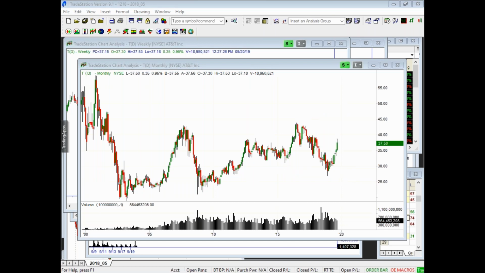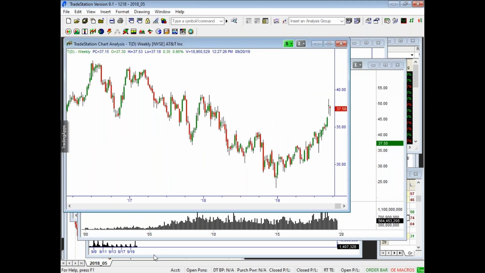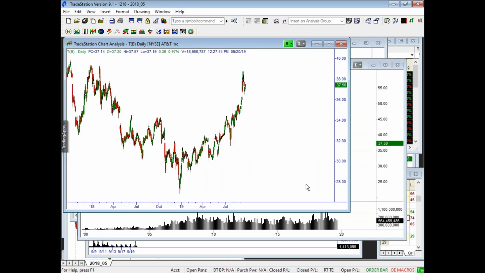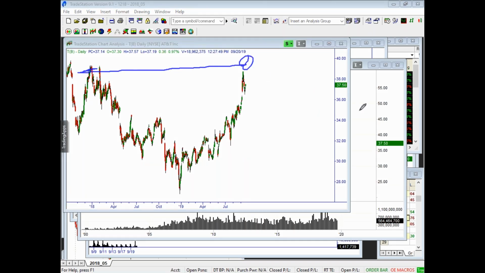So if I was long AT&T, I would still generally be holding most of my position. Yes, we have short-term resistance, but longer-term potential is still looking pretty good. So short-term resistance, you've obviously got the previous highs back in here. That's what we're looking at.